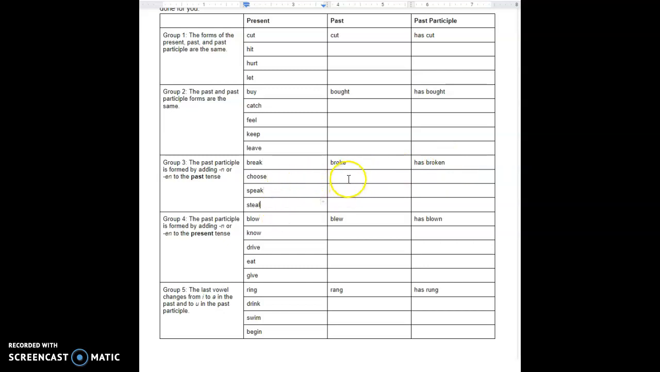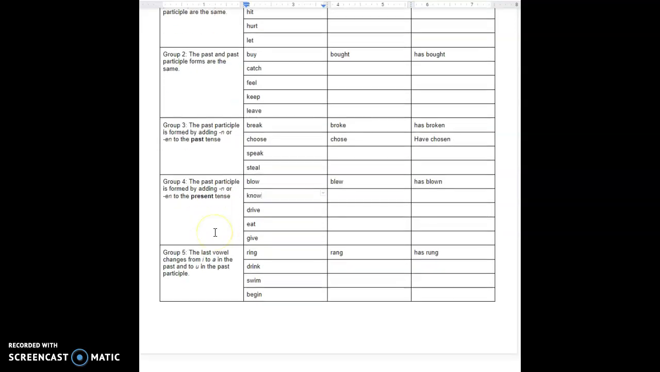So you might just type in here, choose, chose. That's a tricky one because one has one O and one has two O's. You just have to memorize which is which. And then you're going to add the N to the end of chose to say have chosen. We have already chosen the winner.